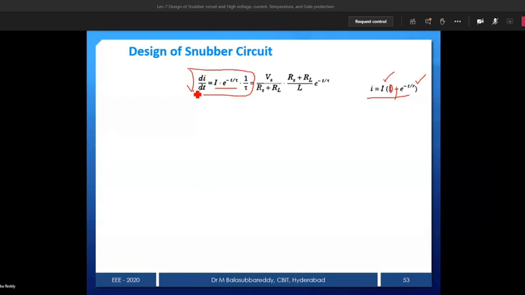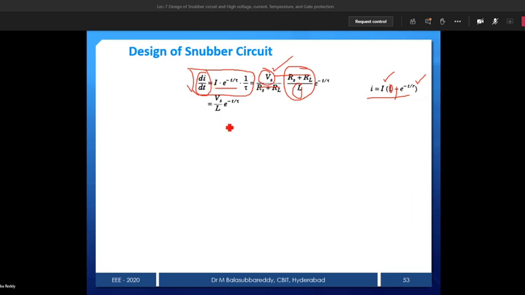Then I substitute what is I, what is tau. So I is Vs by Rs plus RL, into e power minus t by tau, and into 1 by tau. If I represent this, 1 by tau, tau is equal to L by R, then 1 by tau is equal to R by L, into e power minus t by tau. So this will get cancelled. Then what is there? di by dt is equal to Vs by L into e power minus t by tau. So that is the value of di by dt.